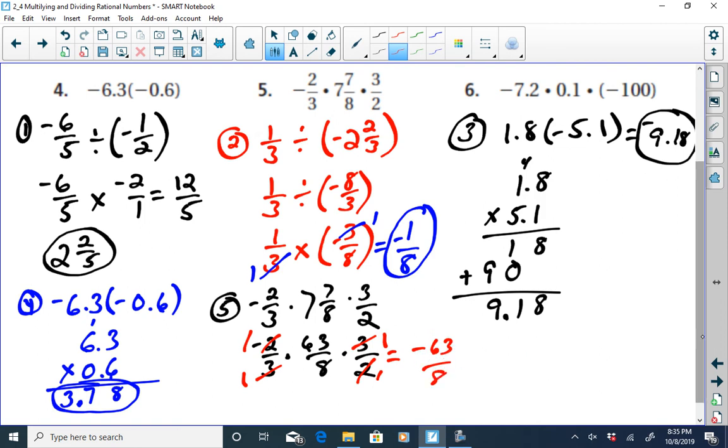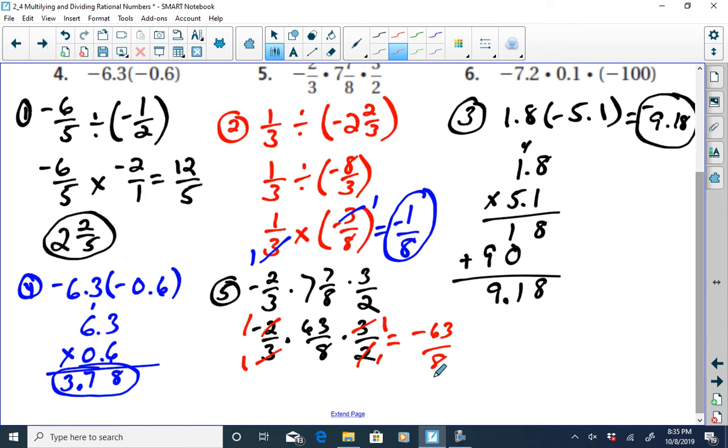If we want to write that as a mixed number, 8 times 7 is 56, and we're left with 7 as a remainder over 8. So negative 7 and 7/8 is the mixed number form of negative 63 over 8.